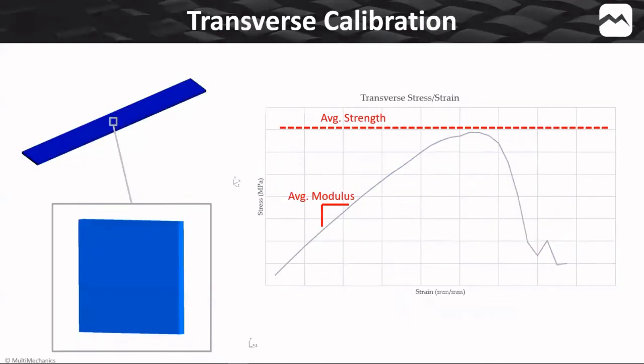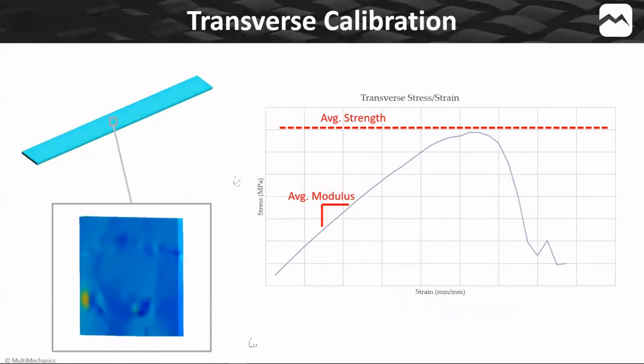Next, the transverse calibration, we have fibers running in the orthogonal direction to the load. So here's another multi-scale simulation where you'll see as the coupon extends, you start seeing debonding and matrix nonlinearities. And here you also have a modulus, strength, or even a curve.